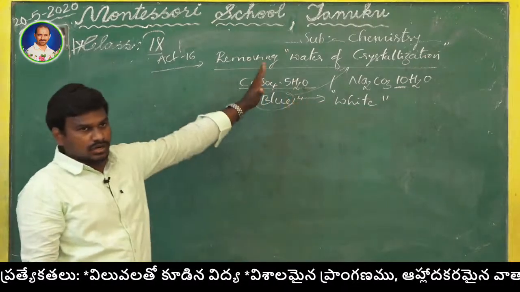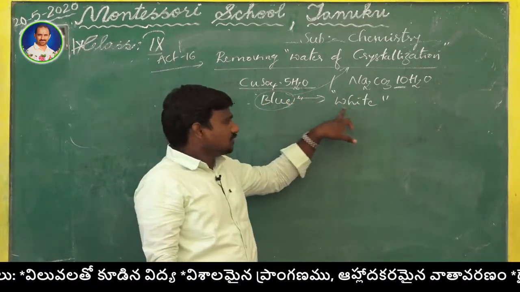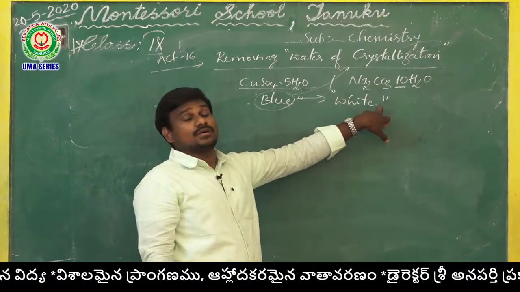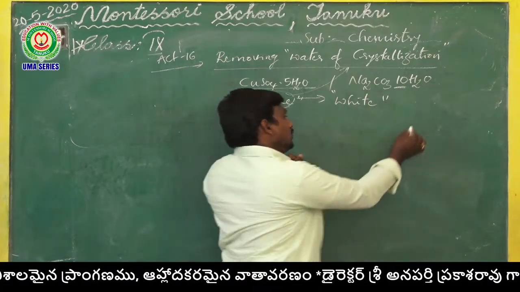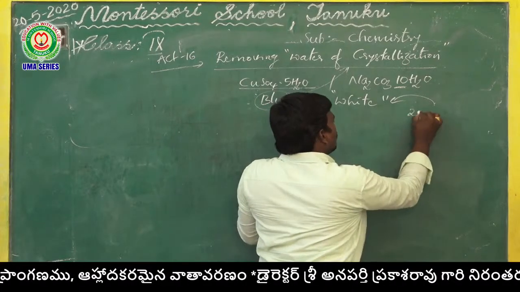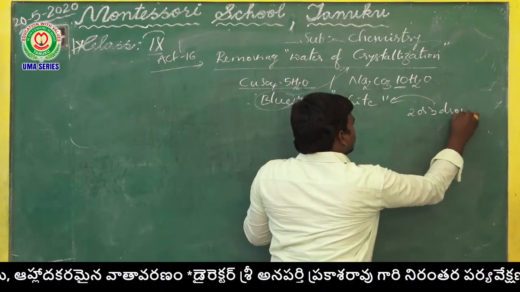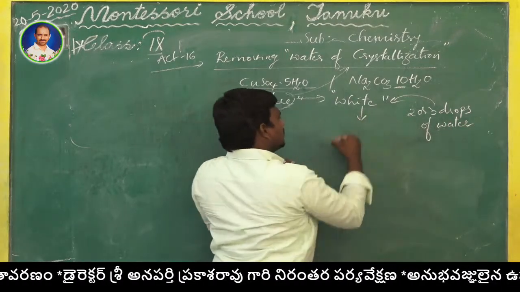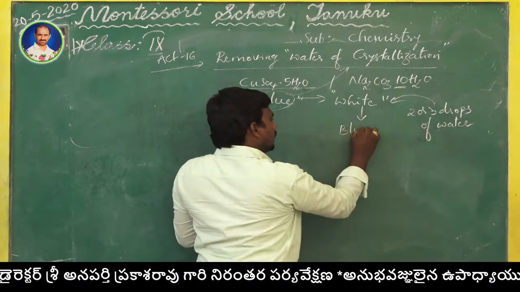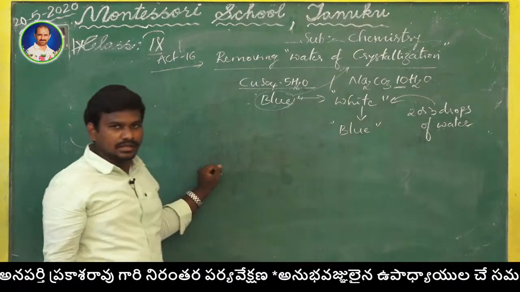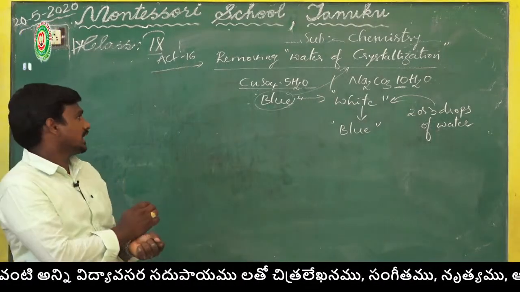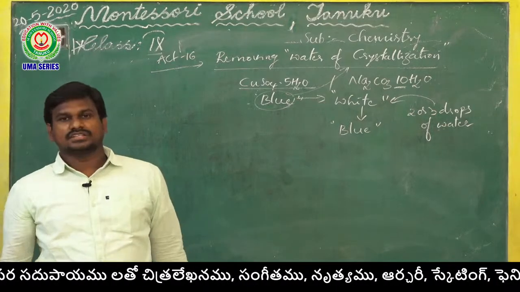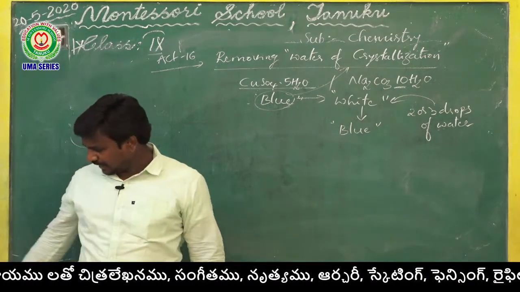And after this activity, after 5 or 10 minutes, to this white colored copper sulfate crystals we will add two or three drops of water. Again, the blue color reappears. Yes. So this is the activity for removing water of crystallization. After this activity, next topic, pH scale.